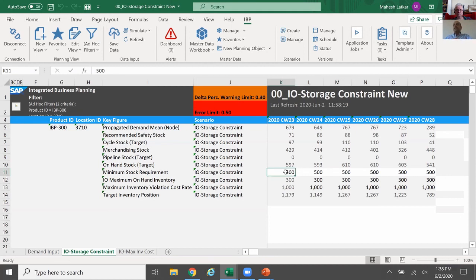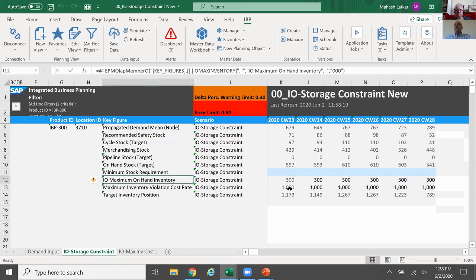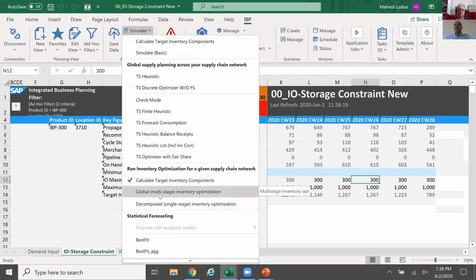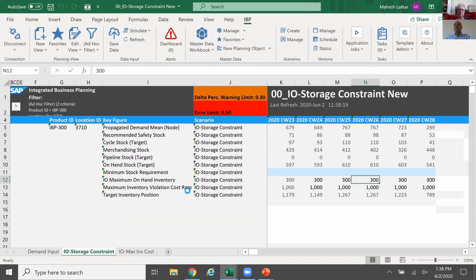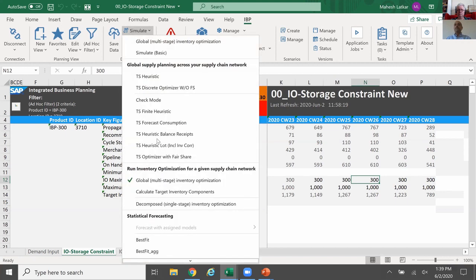Now if I remove this, then I got this IO max on hand inventory, which is a soft constraint. I just put here 300 quantities in each of these buckets. And now if I do a simulation run, I'll run the multi-stage inventory optimizer. After running this multi-stage inventory optimizer, you need to execute another job, another algorithm, which is to calculate target inventory components.